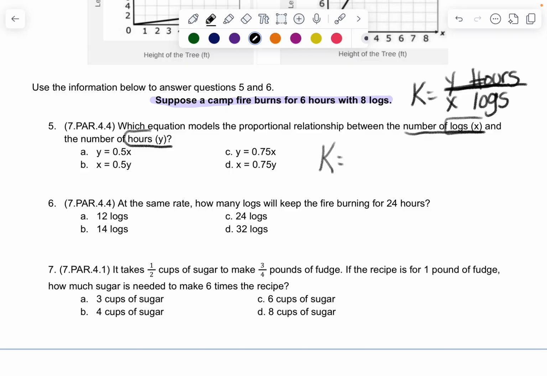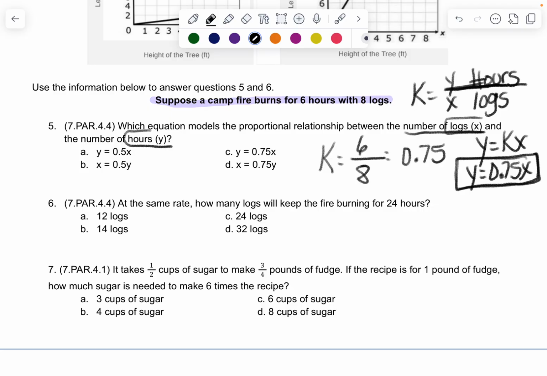K equals hours is 6, logs is 8. And when you put that in the calculator, you're going to get 0.75. 0.75 is K. Now we take that, Y equals KX, and we write it in the equation. Y equals 0.75x. And there's your equation.